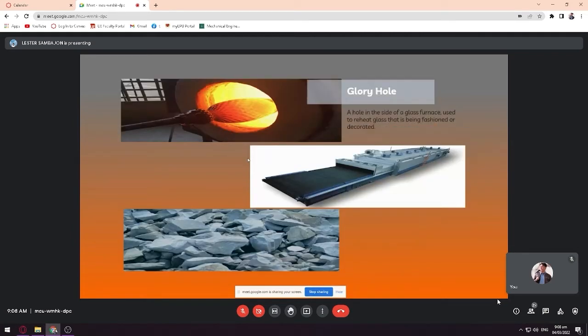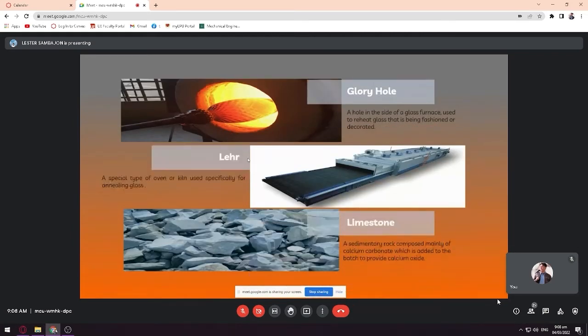Next would be glory hole. A glory hole is a hole in the side of a glass furnace which is used to reheat glass that is being fashioned or decorated. Now, the glory hole is also used to fire polish cast glass to remove imperfections remaining from the mold. Next would be leer, a special type of oven or kiln used specifically for annealing glass.